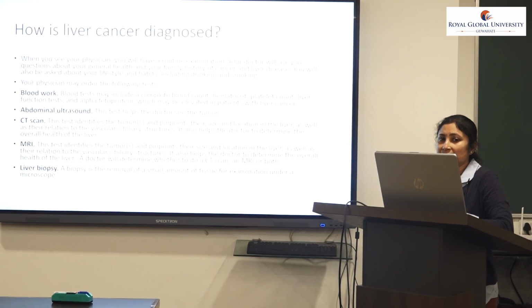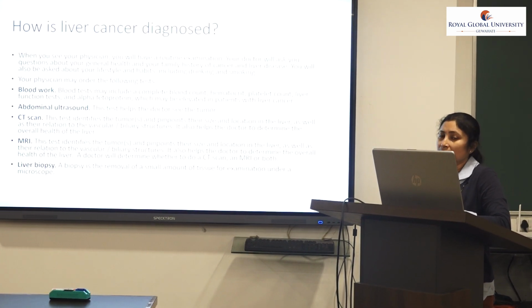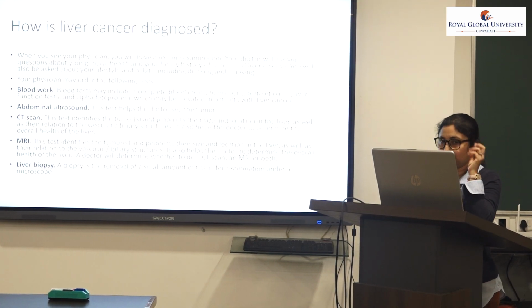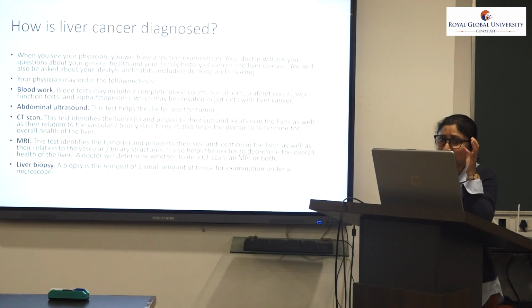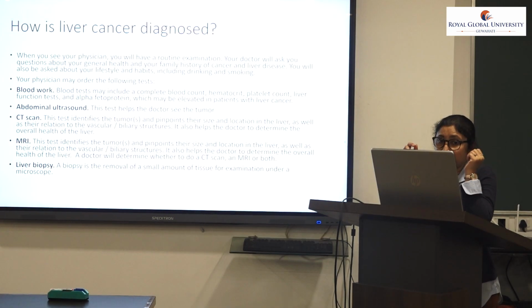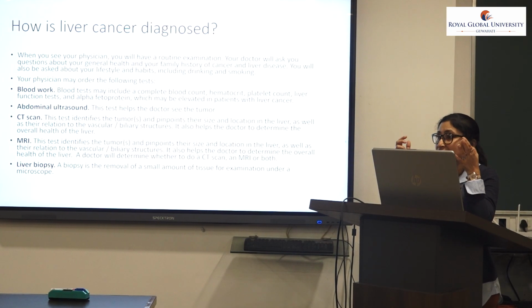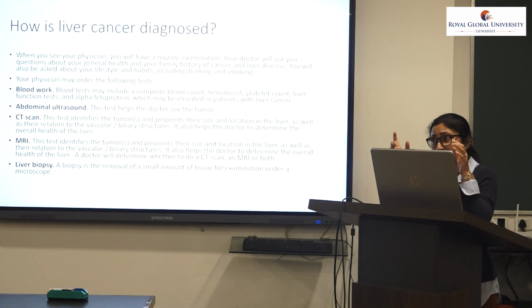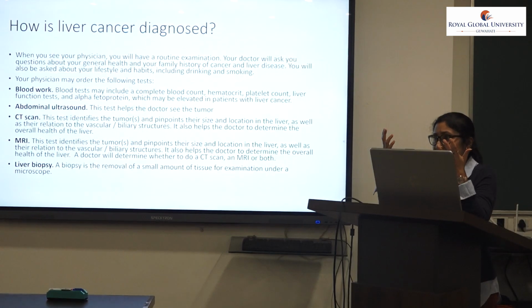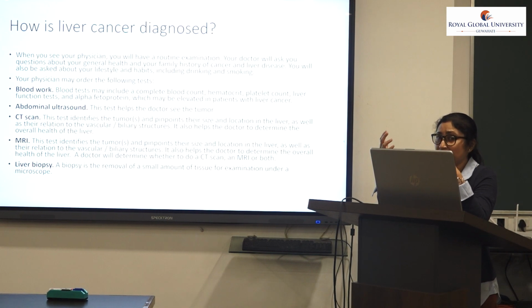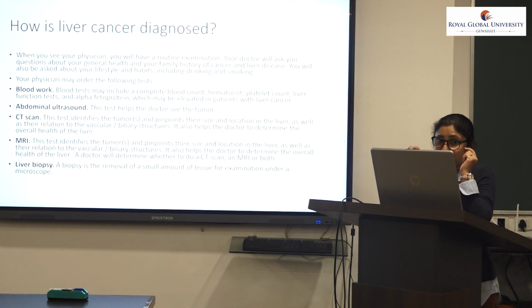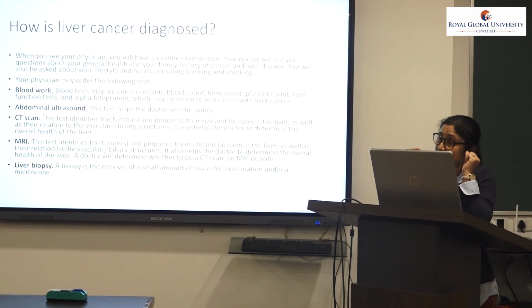Now, how is it diagnosed? There are a few clinical ways. First of all, blood work. There are certain blood tests, which include complete blood count, platelet count, and liver function test. When the liver function test shows elevated levels of SGOT and SGPT, we go for certain other tests, and then abdominal ultrasound, CT scan, MRI, and ultimately the liver biopsy.